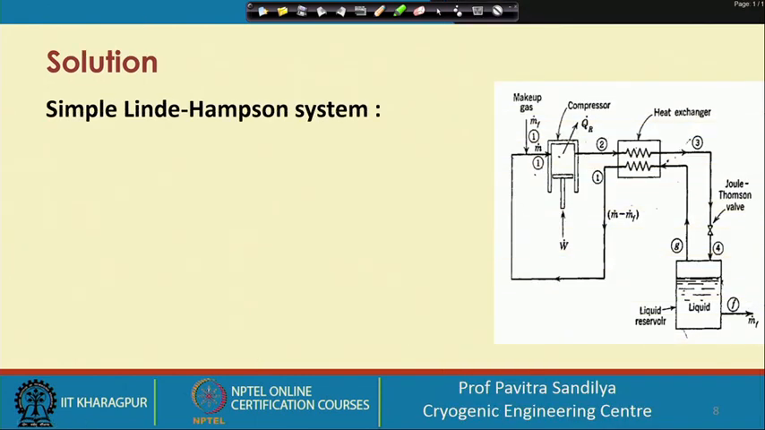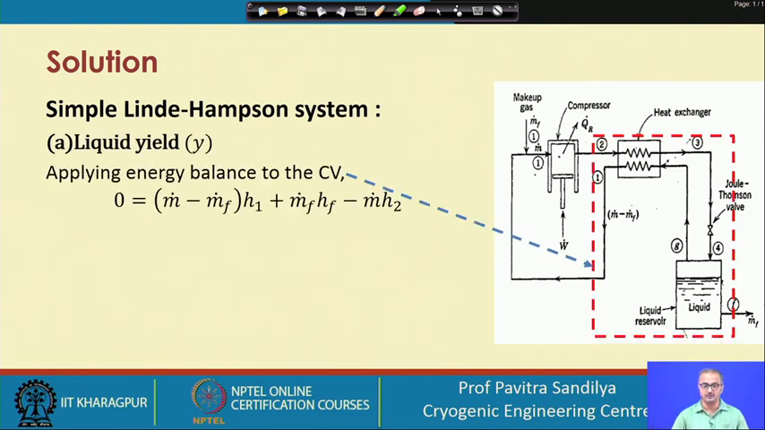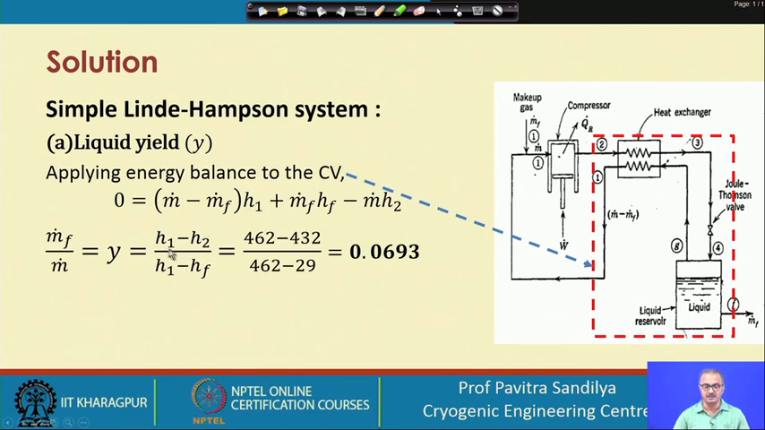Now we go to the solution. Before this, we just found the values of the entropies and enthalpies which we shall require to find the various parameters asked in the problem. So we first go for the liquid yield, and for this we make an energy balance around this particular control volume, which consists of the liquid reservoir, the heat exchanger and the Joule-Thomson valve. This is the energy balance at steady state, and rearranging we get this expression for the yield of the liquid in terms of the enthalpies.